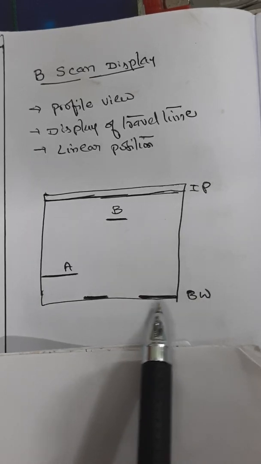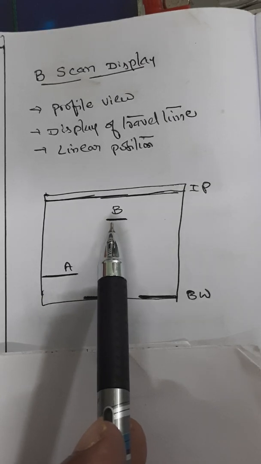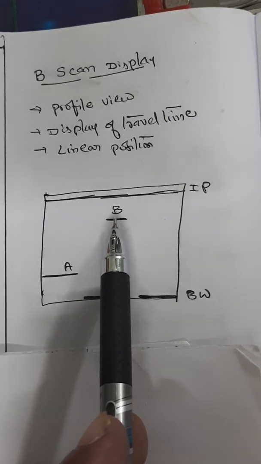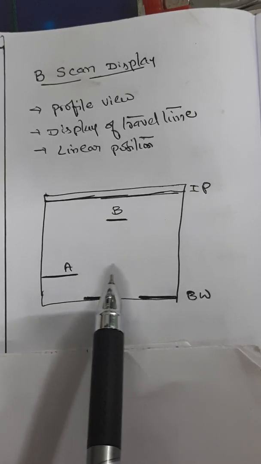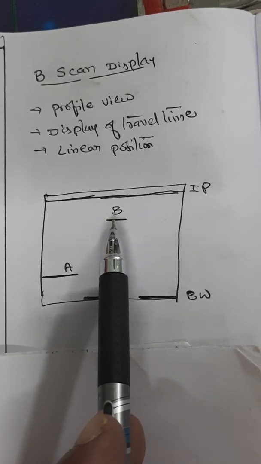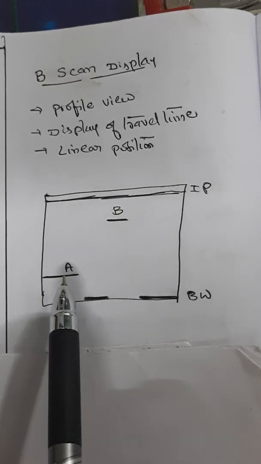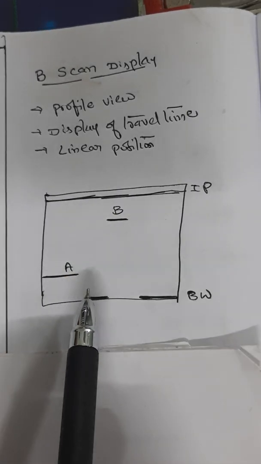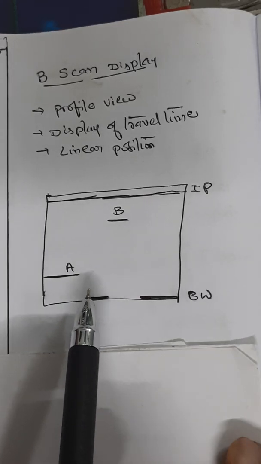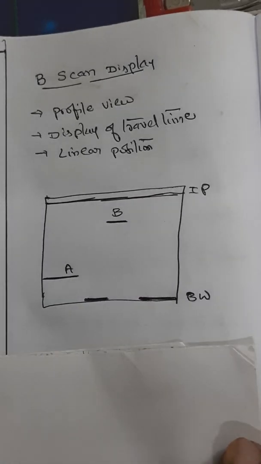So when the transducer is over the flaw, that means over the defect, then a line similar to the length of the flaw is drawn here. The length of the flaw is drawn on the B-scan at the similar depth only. This is how you can understand the B-scan. Now let us go for C-scan.